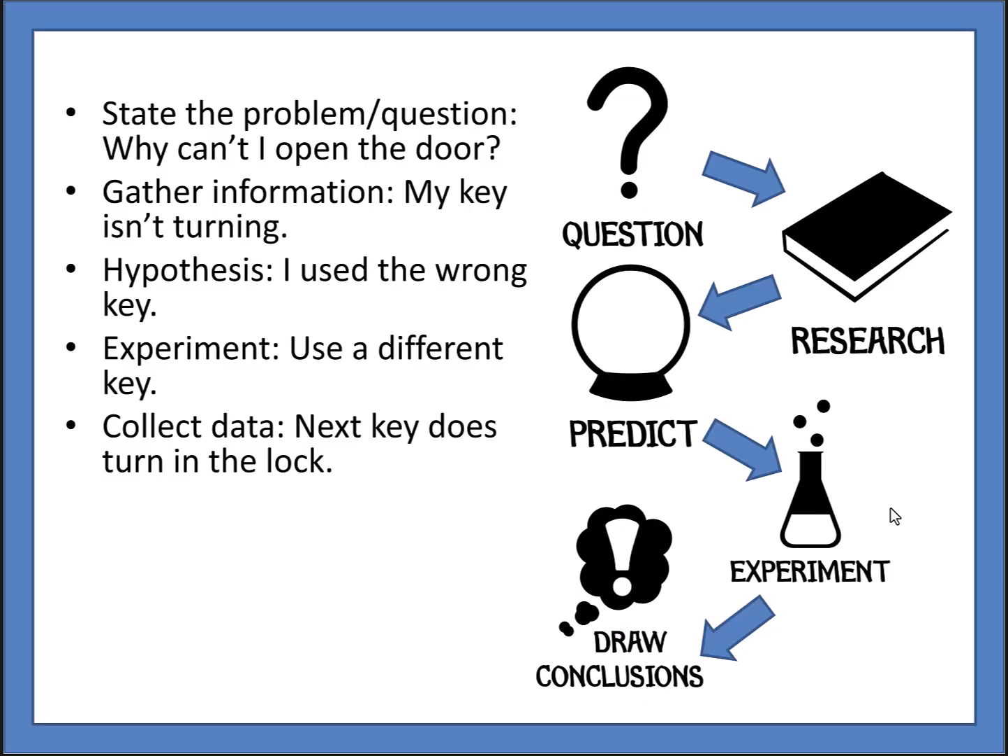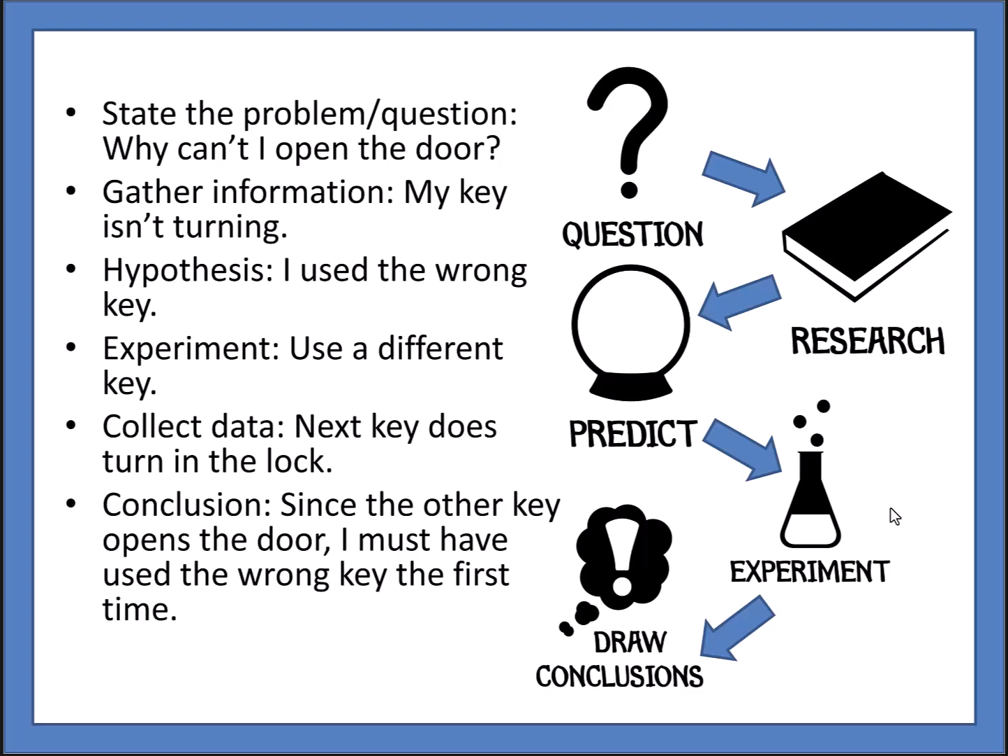If the next key does turn in the lock, then that's going to be an observation from your experiment, and that is known as data. And that data is going to lead you to a conclusion. Since the other key opens the door, I must have used the wrong key the first time. Therefore, your hypothesis of using the wrong key was supported. Now, you could repeat this over and over again, but you probably won't. This is just something that happens in a split second. You make these kinds of decisions every day, and you follow this entire process without even thinking about it sometimes.